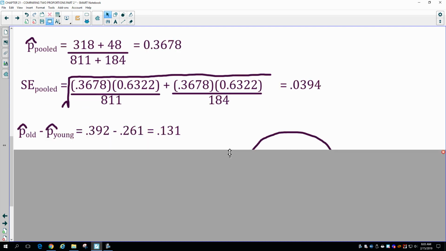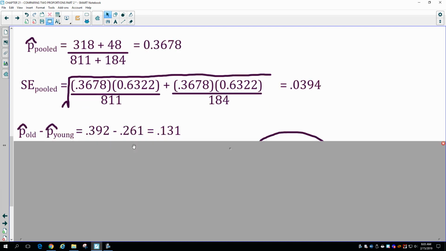And so I've got one last thing to do before I get a z-score, and that is to calculate the actual difference in the proportions. So I take the actual p-hat for the old and the actual p-hat for the young, and I subtract them, and I get 0.131. And I'm doing the big one minus the small one here to get a positive difference. And what this shows is right now from our samples, the older people have a higher rate of snoring.